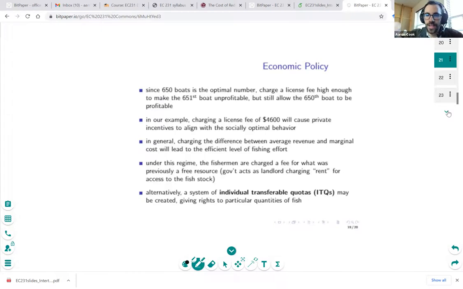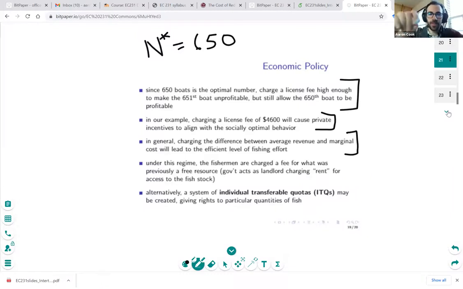So the idea of this license fee is that we charge a license fee that's high enough so that the 650th boat, let's say the number of optimal boats is 650, it's somewhere between 600 and 700 based on that graph. You want to charge the license fee so that the 650th boat is profitable, but the 651st boat is no longer profitable privately. In our case, a $4,600 license fee would be high enough to make that happen, based on the stylized example with the numbers that we have. But in general, it's charging the difference between average revenue and marginal cost at the optimal number of boats, N star.